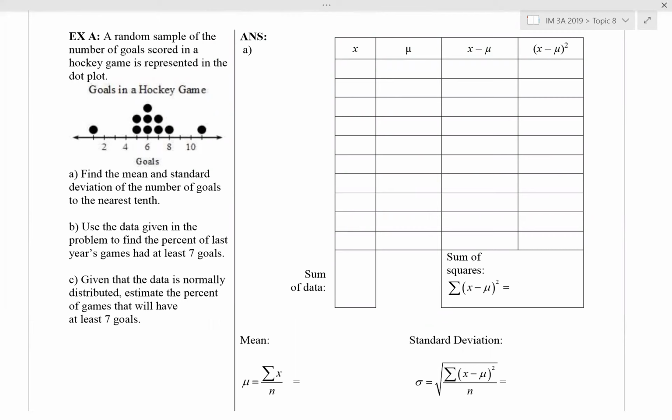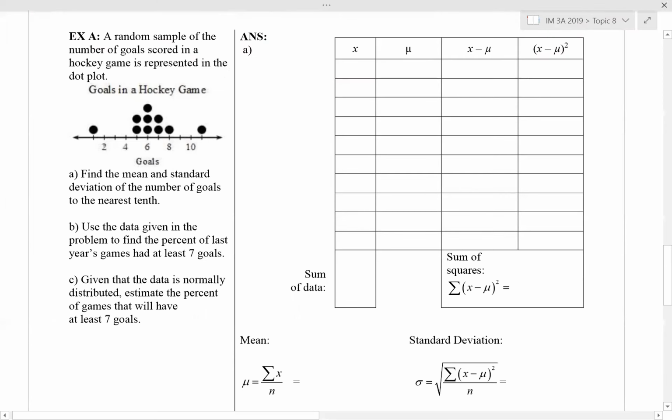So a random sample of the number of goals scored in a hockey game is represented by the dot plot. So the dot plot tells us how many goals are scored in each game, and they're giving us values using that. First thing they want us to do is find the mean and standard deviation of the number of goals to the nearest tenth, so 1 decimal place. So what we want to do then is put the data set in order, which it already is because it's in a dot plot. So remember that each dot represents a number.